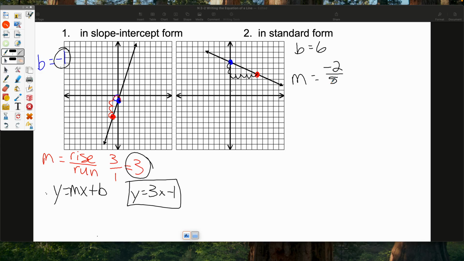And I can just plug that in like I did at the bottom down there. Y equals your m, negative 2 over 5, x, plus your b, plus the 6 that we have.